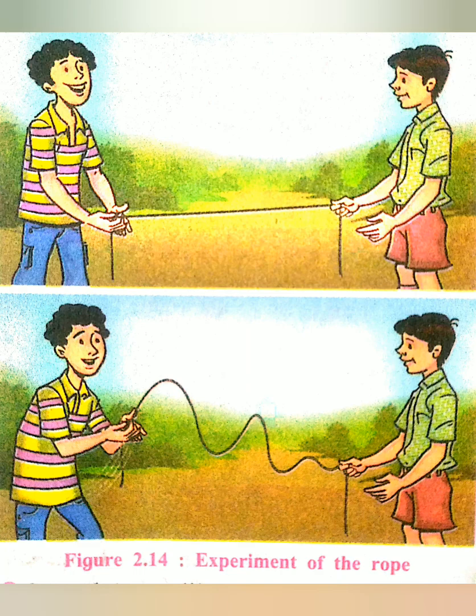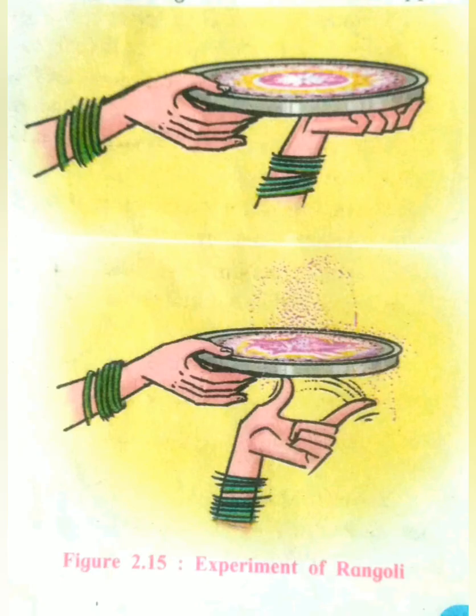Then the third activity: spread rangoli on a large plate. Flick on the lower side of the plate slightly with your finger. Observe what happens. When we flick, the rangoli flies upward, and again it settles down. If you give a little stronger flick, then it flies still higher, and then it settles down. So here we have done the activity.